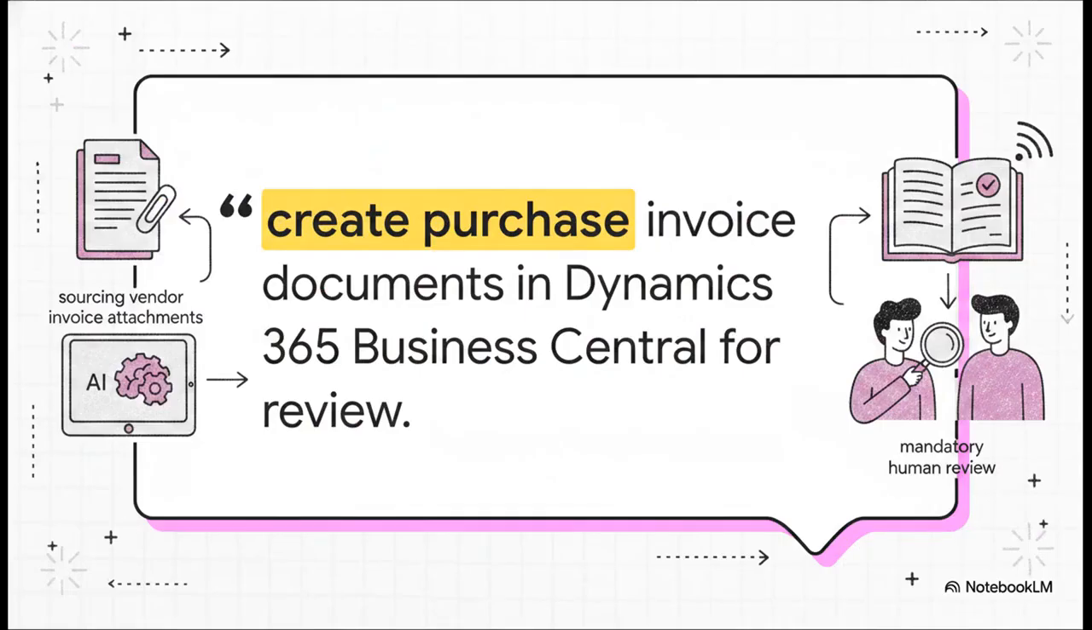To wrap up our explainer today, I want to leave you with this fantastic summary quote from Stefano Demigliani. He says, "The agent is able to source vendor invoice attachments and to create purchase invoice documents in Dynamics 365 Business Central for review." I love that because it perfectly encapsulates the dual nature of this feature. You get this powerful AI sourcing perfectly paired with mandatory human review.